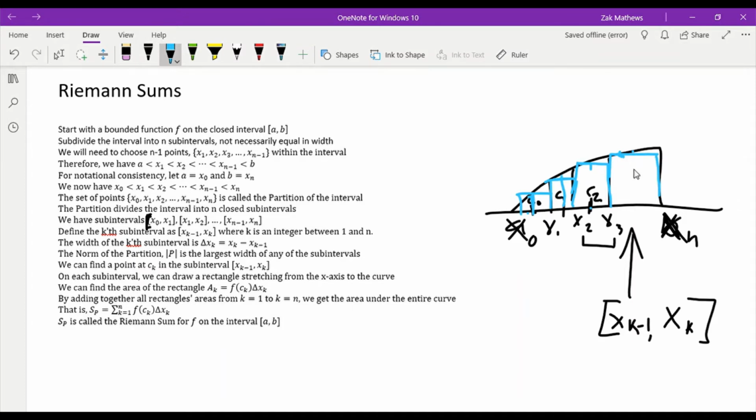We've done this when we were doing the area of finite sums. It's just now I'm not specifying how many rectangles I'm using. I'm using a completely generic equation. So we can now write this S sub P equals, P representing the partition, the summation k equals 1 to n of f of c sub k times delta x sub k, representing the height and the width. Adding up all of those rectangles, we get the sum. And this sum is called the Riemann sum.